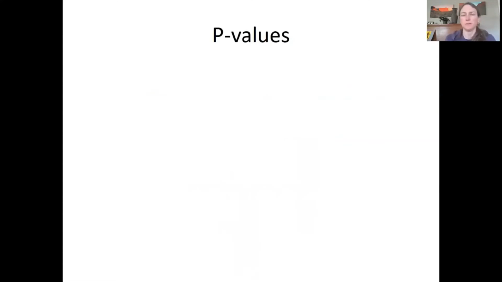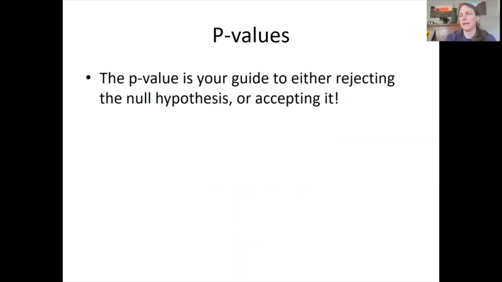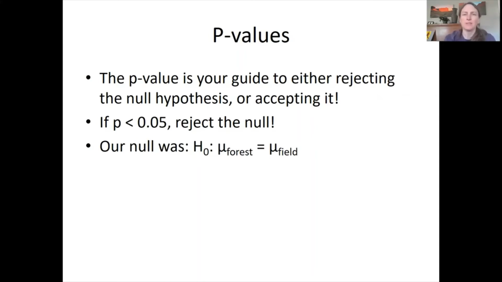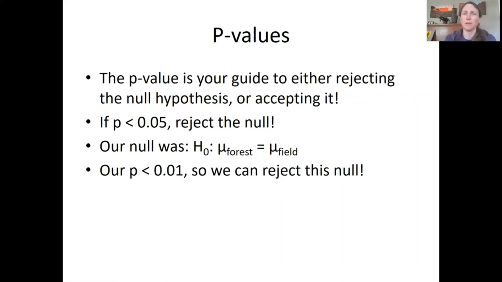So what is this p-value thing? P-values are basically a guide to whether you're going to reject the null hypothesis or accept it. So it's like a yes-no. That's all it really is. If it's less than 0.05, then you can reject the null hypothesis. Our null hypothesis was that the mean number of ant mounds in forests would equal the mean number of ant mounds in the field. And so at a p-value of less than 0.01, we can reject the null hypothesis. They are not equal. Okay, the means are not equal.